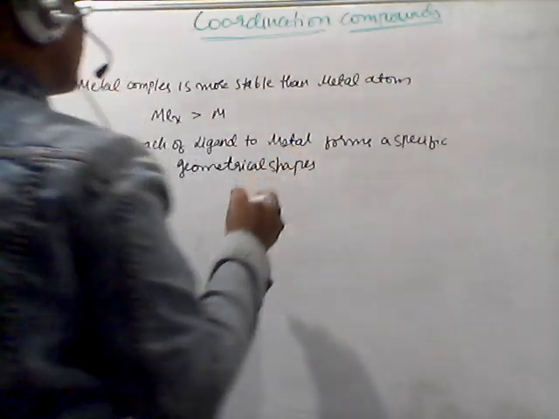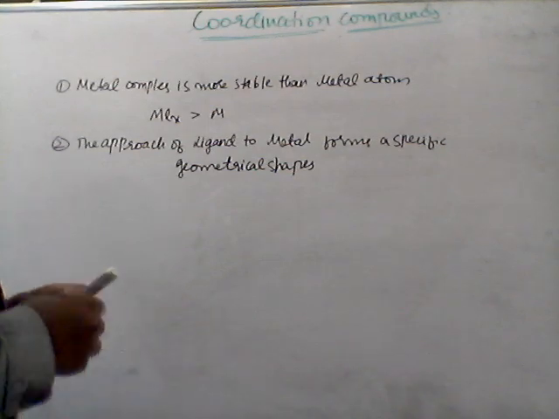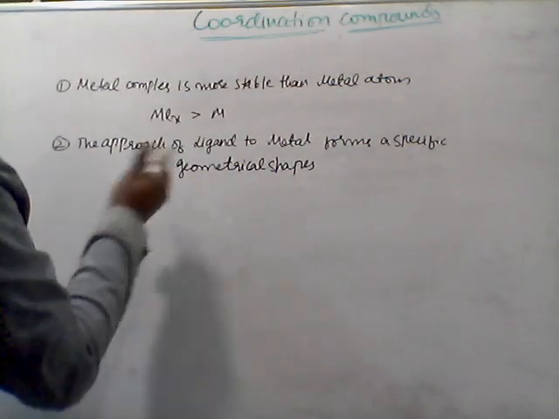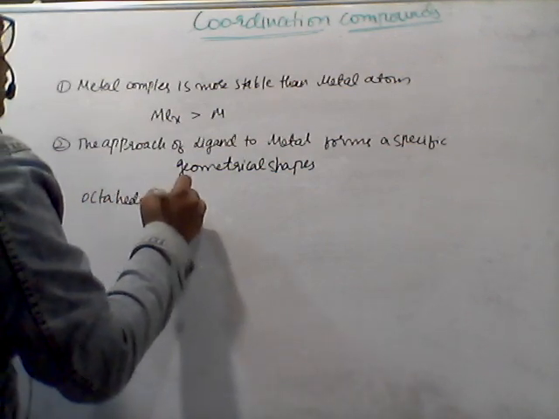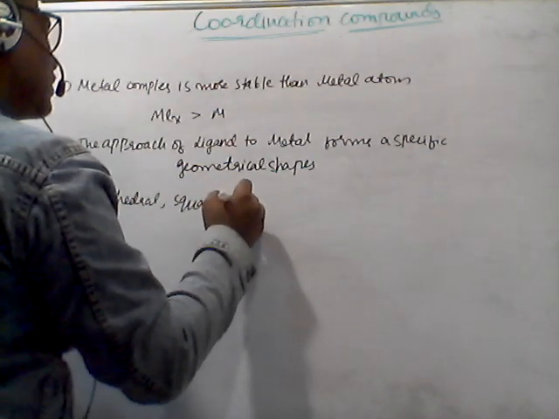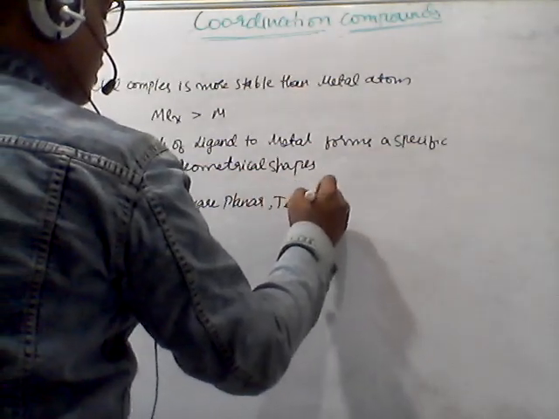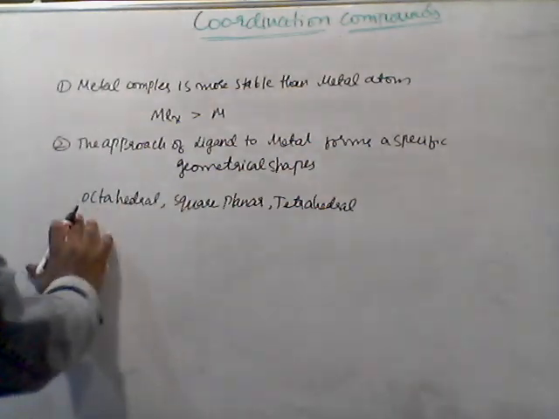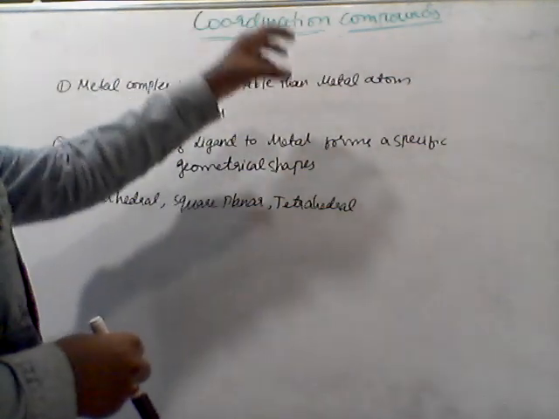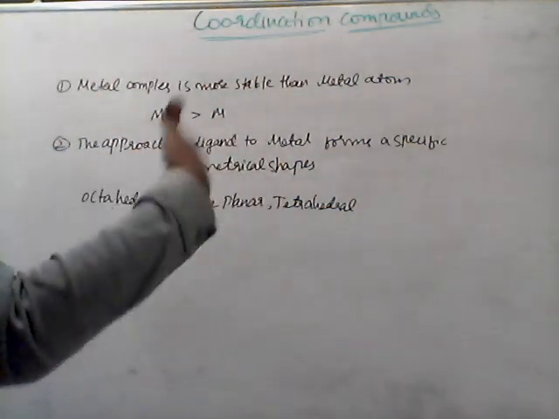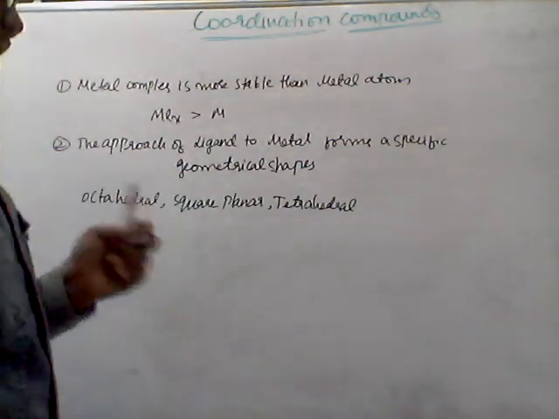In one particular chapter, that is chemical bonding, we have learned different geometrical shapes like octahedral, square planar, tetrahedral, right? We will see how we are able to say the geometrical shape of a particular compound based on its hybridization. Okay, we'll see all those in later videos. We will do that based on VBT and CFT, valence bond theory and crystal field theory.